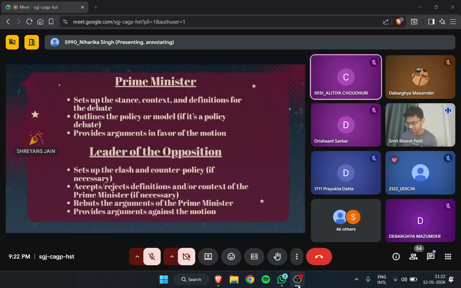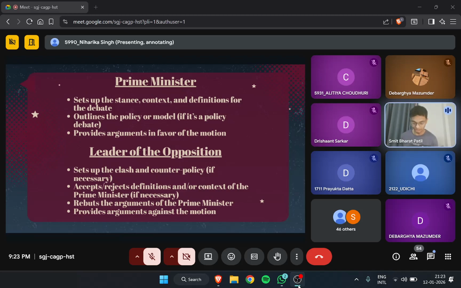Perfect. Right. So as Udichi has already said, what PM does, what LO has to do is interact with the case of government side, that is with the PM speech.